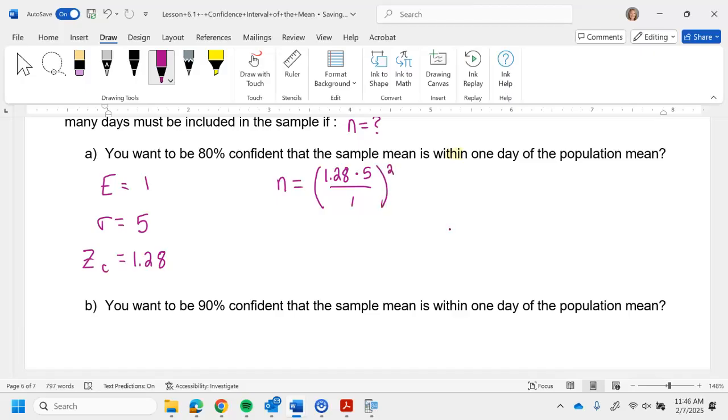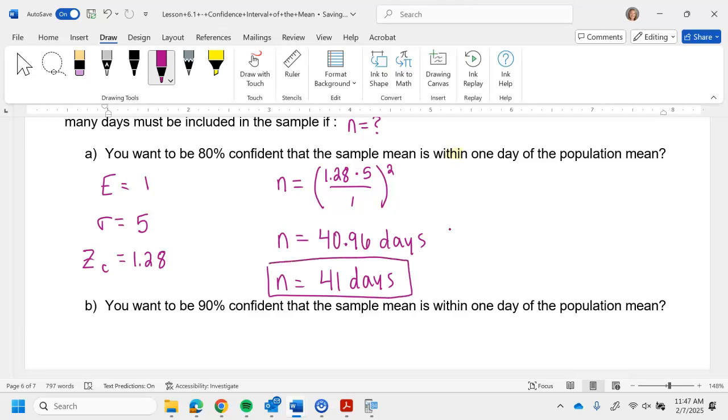Square it. Okay. Breaking that down and multiplying, I get 40.96 days, which, remember, you always want to round up. So we'd be needing 41 days as my sample size at minimum. You could always get more than that, but that's the minimum that we would need.